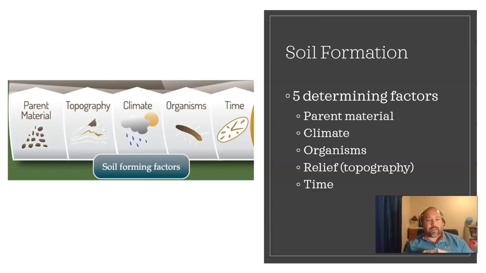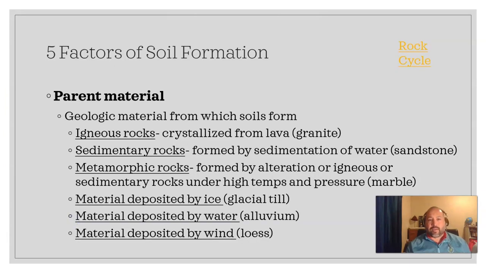It's the idea of what did it start from, and then the topography is how does the shape of it affect everything, and then the climate, the temperature and the precipitation, and then what's growing in it and what's moving around in it and what's making things work within it, and then how long has it been there. Those are the five factors that really determine what soil we have and how that soil works. So let's dig a little deeper. So we have the first one, parent material.